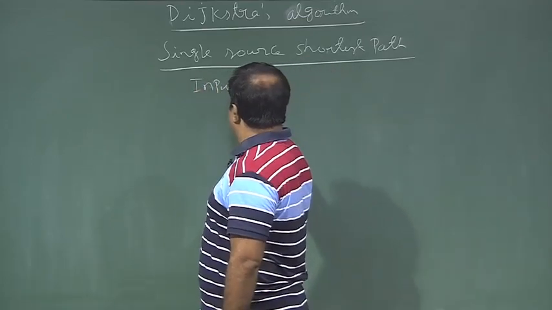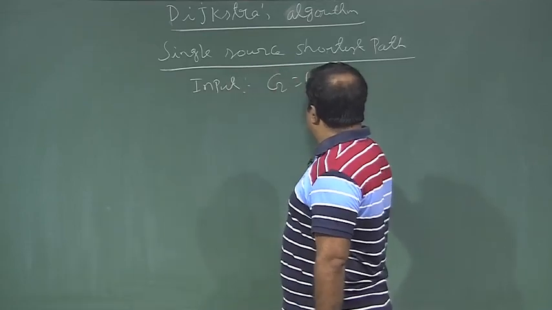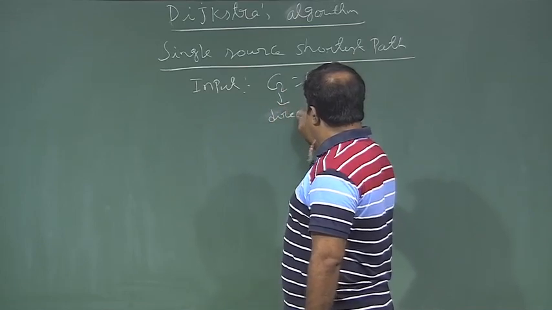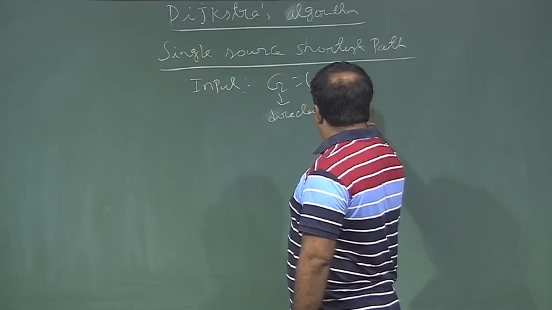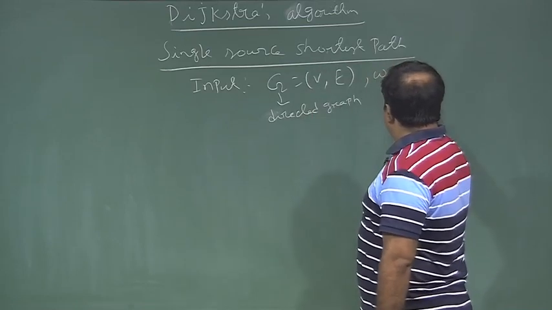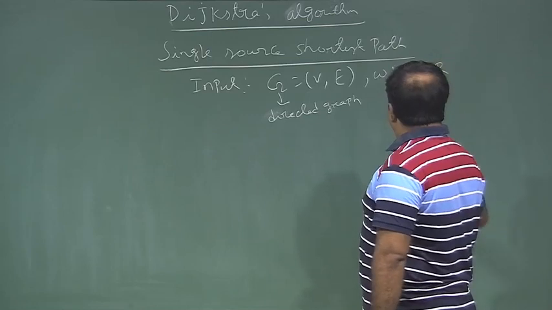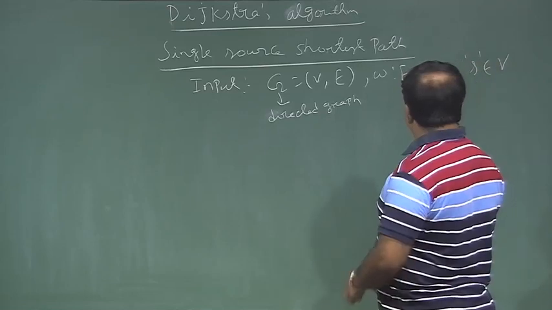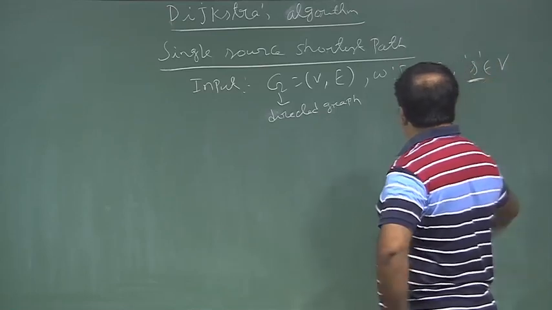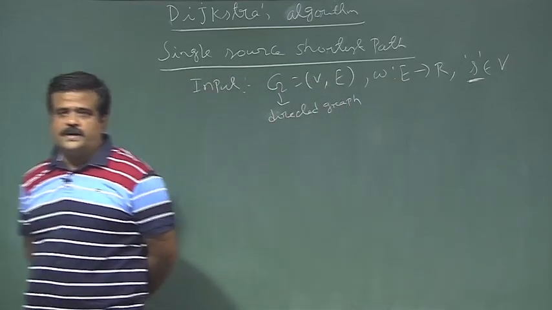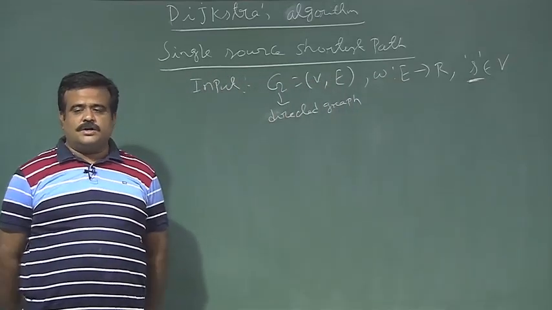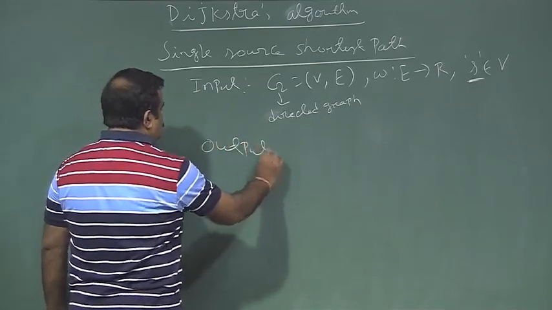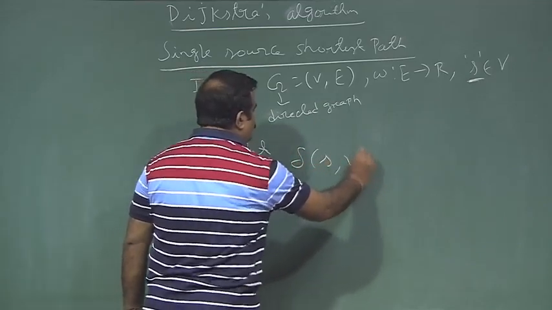Input is basically a directed graph V comma E, and a weight function E to R and a source vertex. The given vertex is also an input, that is called the source vertex, and the problem is to find the shortest path from that source to all other vertices. So the output will be the weight of the shortest path, delta of S comma V for all V.